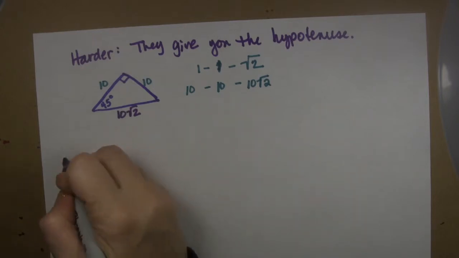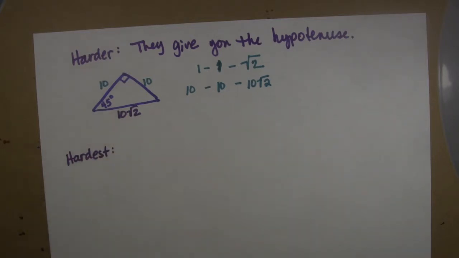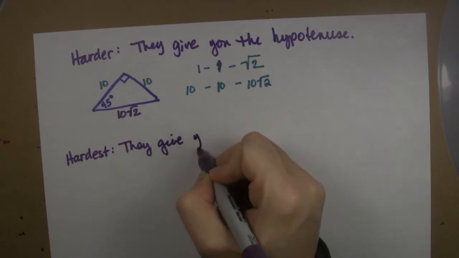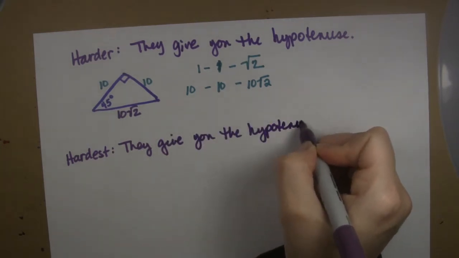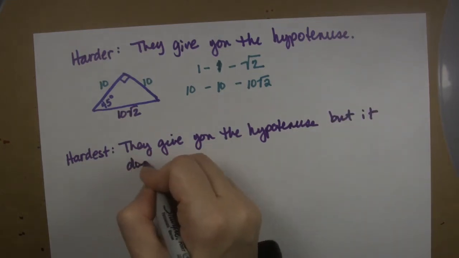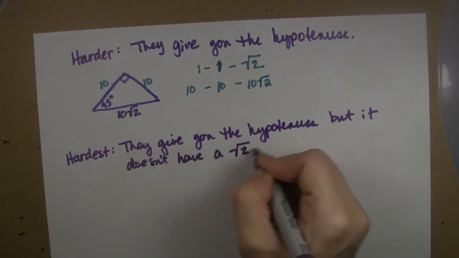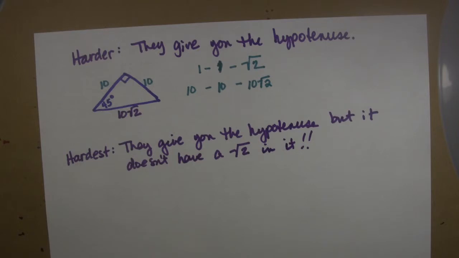Now the hardest type of problem that you could face is when they give you a hypotenuse but it doesn't have a root 2 in it. What do you mean? Well, let's have an example.